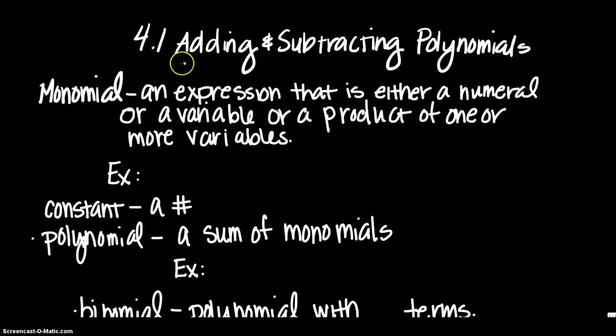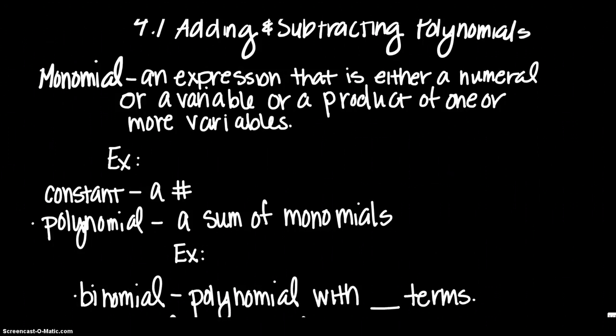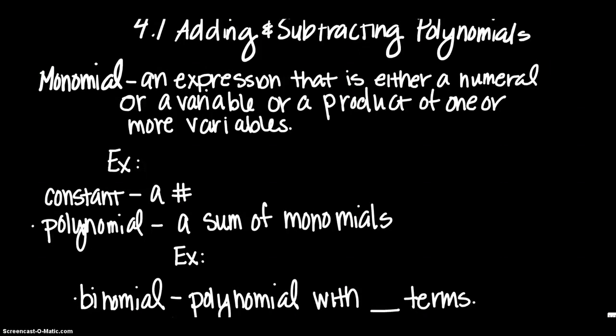All right, tonight we are going to learn about 4.1 from the Dolciani Algebra 2 book, Adding and Subtracting Polynomials. First thing you need to know is that a monomial, which you've learned before in Algebra 1, is an expression that is either a numeral or a variable or a product of one or more variables.